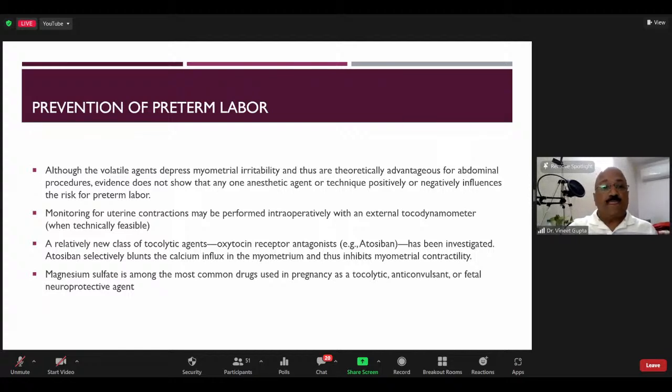A relatively new class of tocolytic agents, oxytocin receptor antagonists, that is atosiban, has been investigated. Atosiban selectively blunts the calcium influx in the myometrium and thus inhibits myometrial contractility. More or less, it works like nifedipine. Then magnesium sulfate is among the most common drugs used in pregnancy as a tocolytic, anticonvulsant, or fetal neuroprotective agent.